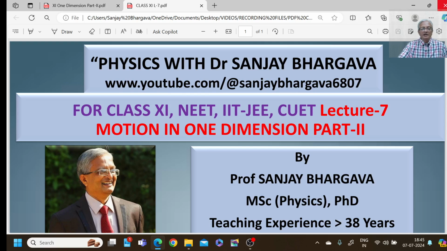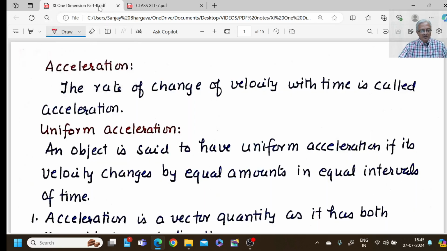We'll then derive the equations of motion, which include the velocity-time relation, displacement-time relation, velocity-displacement relation and distance traveled in the nth second. We'll also address the problem of motion under gravity. We'll also talk about relative velocity and discuss certain important aspects of problem solving in two-dimensional problems.